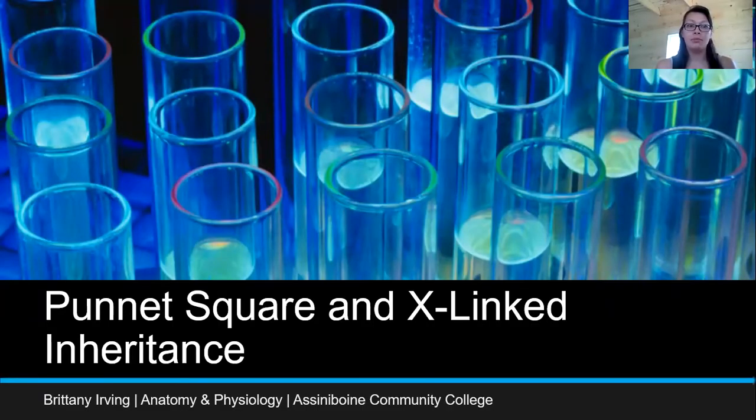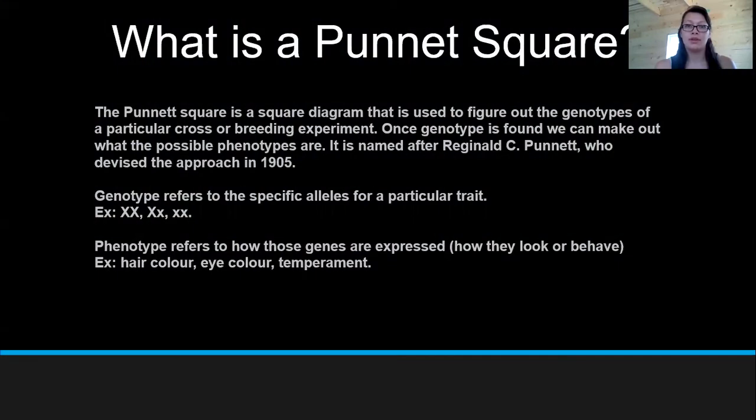Okay, so I'm presenting on Punnett squares and X-linked inheritance. So what a Punnett square is, it is a square diagram to figure out genotypes and phenotypes for a particular crossbreeding or experiment. A genotype consists of specific alleles for a specific trait, and phenotype is how those traits are expressed. So they turn out to be hair color, eye color, temperament, things like that.